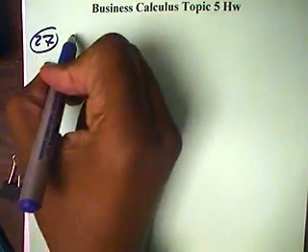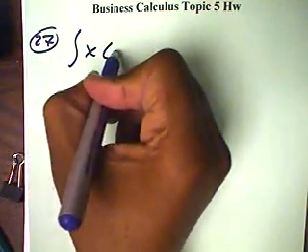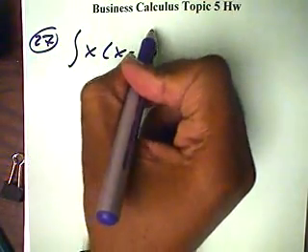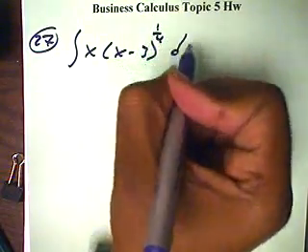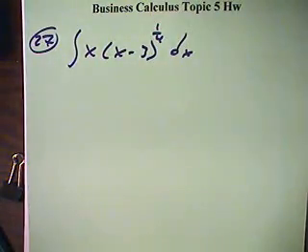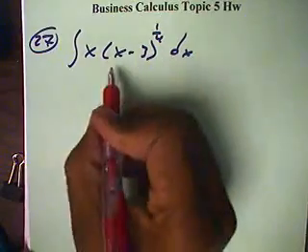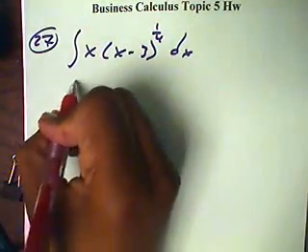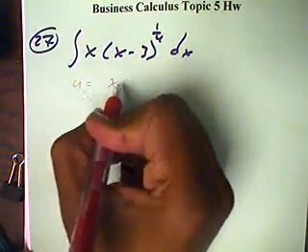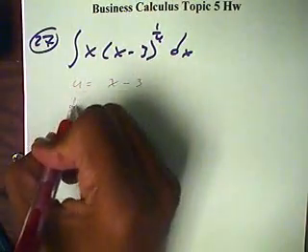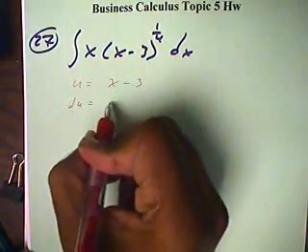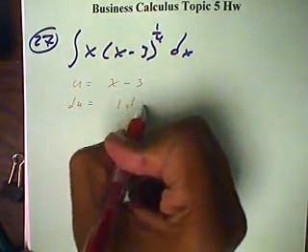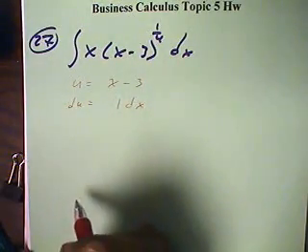All right. 27. 27 is the integral of x minus 3 all to the 1/4 power dx. Okay, well, for substitution, I'm going to take the x minus 3 for my substitution. U equals x minus 3. This implies that the derivative will be 1 dx, or just dx.